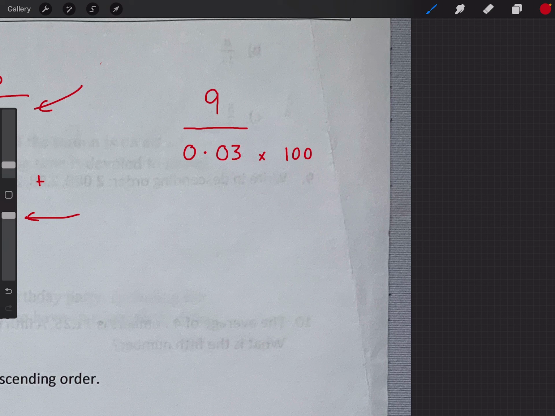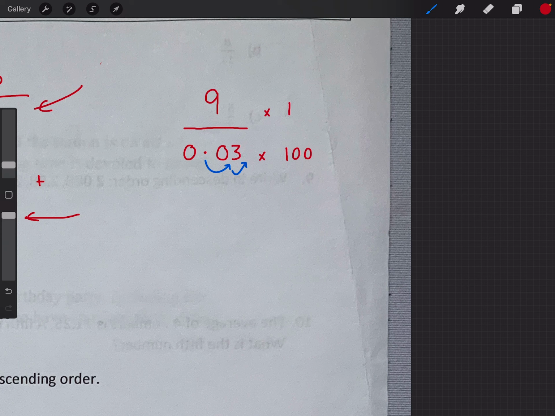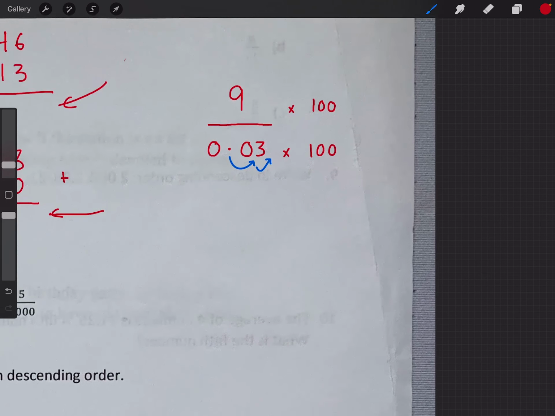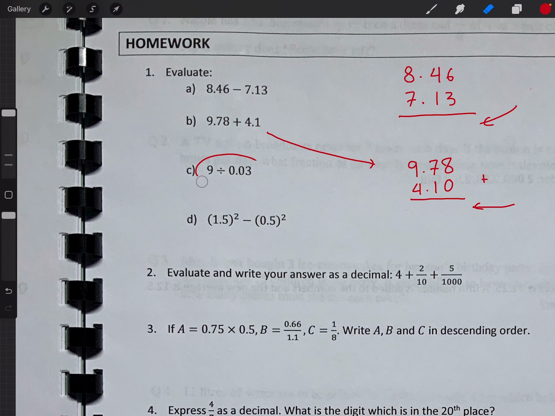So now, let me just show you that. This decimal place will jump to the right 1, and then 2. Because 100 has 2 zeros, it's going to jump twice to the right. So now it turns into a 3, which is what we want. But if you multiply the bottom by 100, you must multiply the top by 100 as well. So now you're going to get 900 divided by 3. 900 divided by 3, that's just 300. So 9 divided by 0.03 is the same as 900 divided by 3. Same thing. And you get 300.